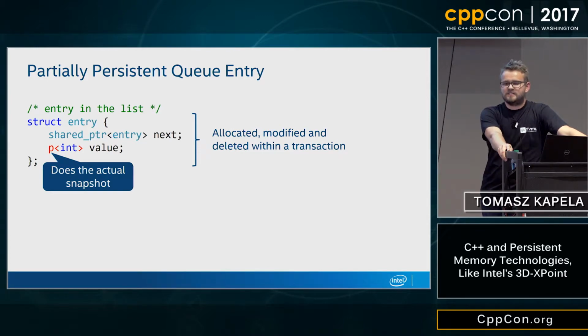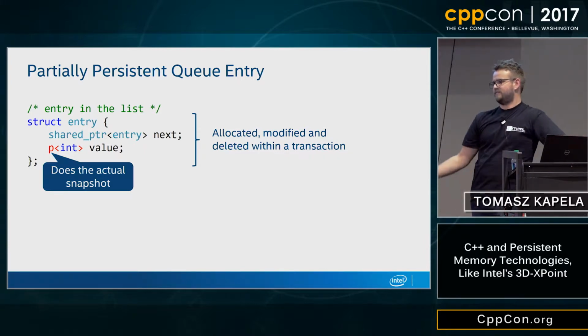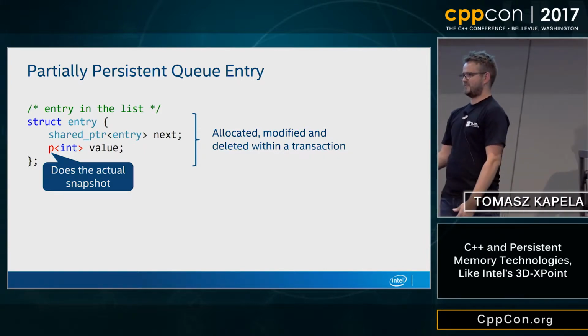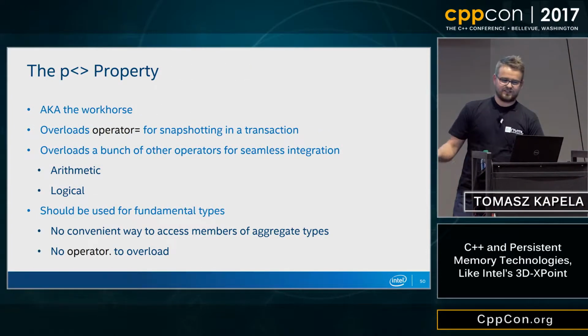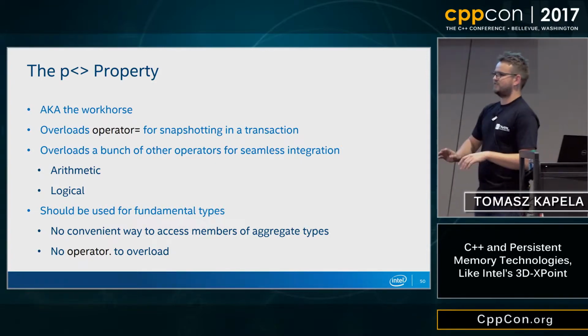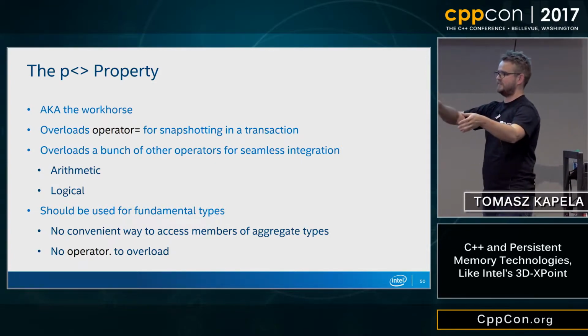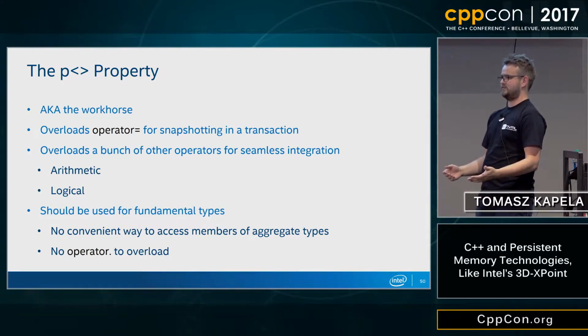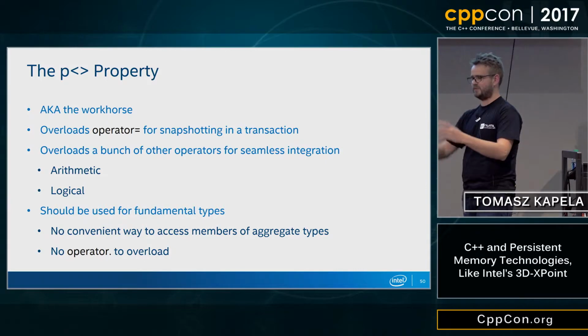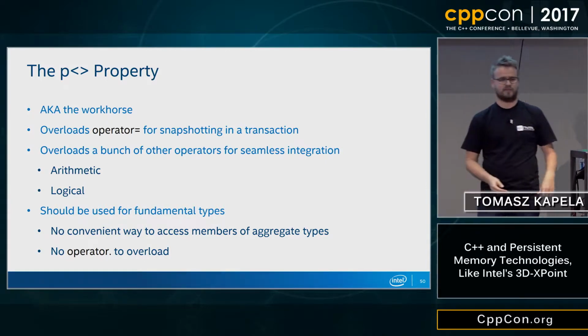What P does is it overloads the assignment operator. And the assignment operator is a good trigger point because it probably means you're going to write something to it. So you're going to change the value. If you're going to change the value, then I inadvertently have to do a snapshot of the old value. That's not really the only thing it does. It also overloads a bunch of other operators so that if you had an int and now you have a P int, it has to behave the same, so that you don't have to change all the other implementation details of your application.